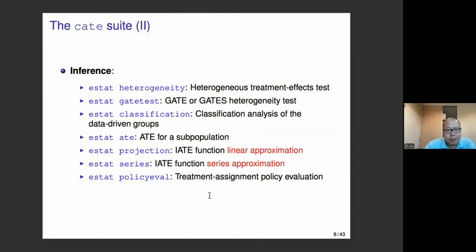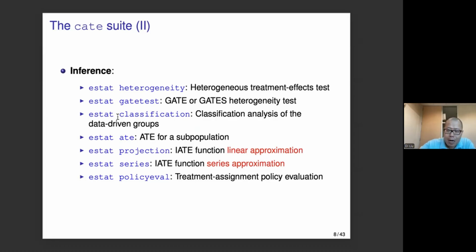For inference, we have several estat commands to answer different questions. The first one is estat heterogeneity, which is a heterogeneous treatment effects test. So it tests whether treatment effects are heterogeneous or not. Estat gatetest will test whether the group-level treatment effects are heterogeneous or not. And estat classification is the classification analysis of the data-driven groups.